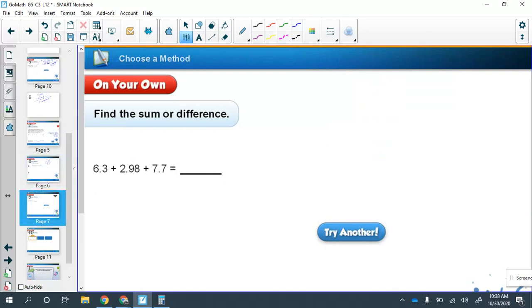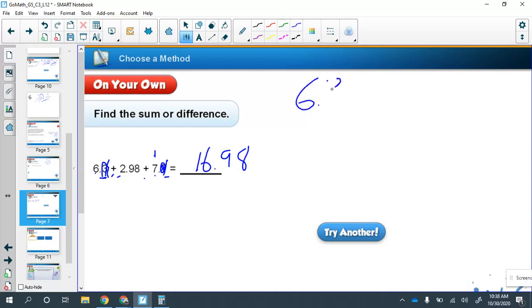Looking at another one, here we have 3 addends. Now remember, because we're adding, we can change the order, and I see here that I have 7/10 and 3/10, and 7/10 and 3/10 is going to equal 1. So I'm going to ignore the decimals, and I'm going to say, well, 6 plus 7 plus 1 is 14, and 14 plus 2 is 16 and 98 hundredths.